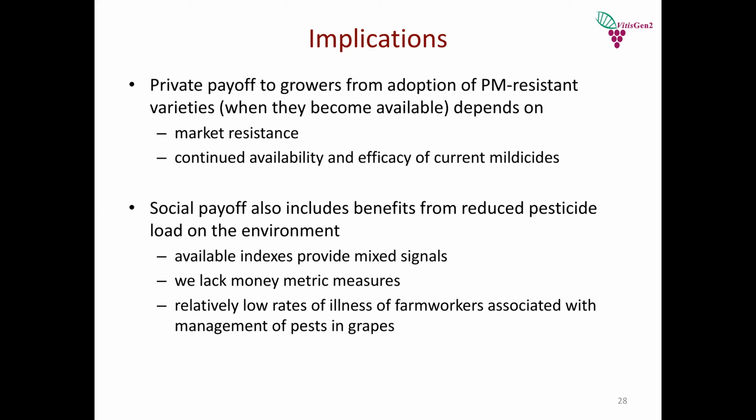The social payoff includes benefits from the reduced pesticide load on the environment that we have not measured here. We can't put a money measure on that. We've looked at some indexes of environmental burden associated with different production systems. We've got two indexes that provide different messages about these things. We do know that there's relatively low rates of illnesses of farm workers associated with management of pests in grapes. A large share of the pesticide that is used is sulfur that's comparatively benign.